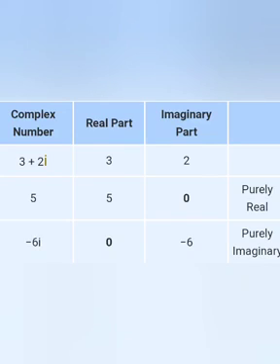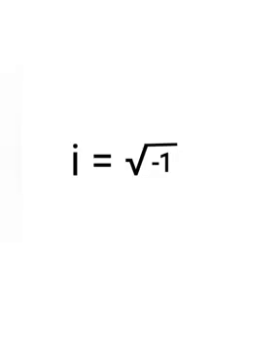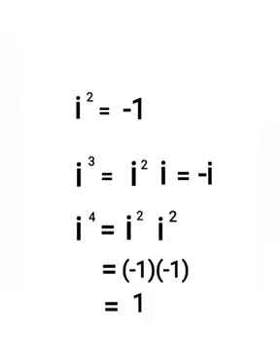Now let's talk about the imaginary unit iota. Iota is equal to square root of minus 1. That means iota square is equal to minus 1. Thus iota cube is equal to iota square into iota. Iota square is minus 1, so iota cube is minus 1 into iota, that is equal to minus iota. Iota raised to power 4 is equal to iota square into iota square. Iota square is minus 1, so we get minus 1 into minus 1, that is equal to plus 1. So iota raised to power 4 is equal to plus 1.